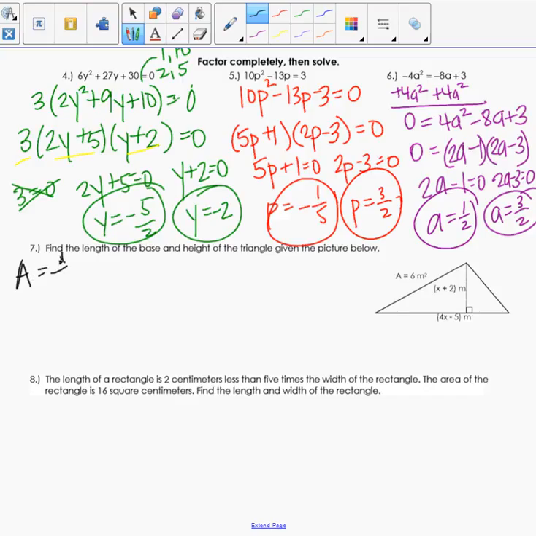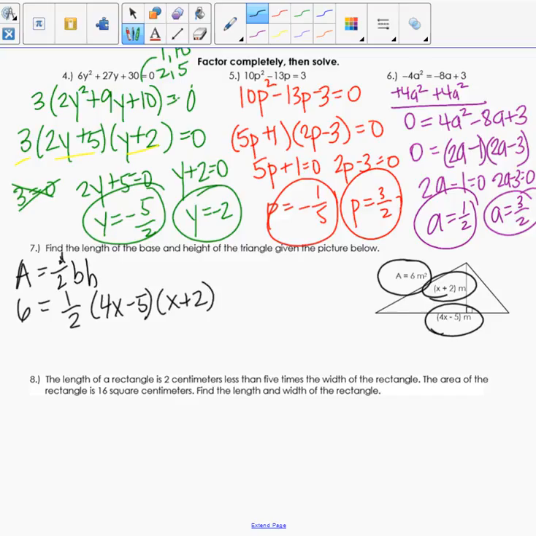All right, hold on. This is getting ridiculous. All right, 1/2 base times height. All right, well, this tells me my area is 6, so I'm going to fill that in. The 1/2 isn't going to change. My base is 4x minus 5. And my height is x plus 2.